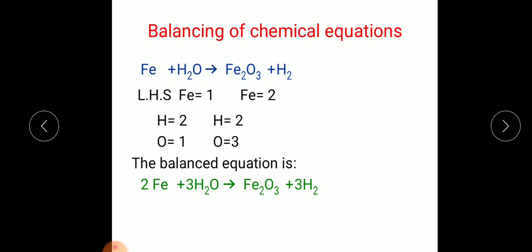Next, oxygen: here it is 3, but here it is only 1. So if you write 3 over here, then oxygen will balance, but the hydrogen becomes 2 H2 into 3, that will be 6. On the other side we have only 2, so we need to put 3. So the balanced chemical equation will be 2Fe plus 3H2O giving you Fe2O3 plus 3H2. This is the balanced chemical equation. This is how we can balance the equation by the trial method.